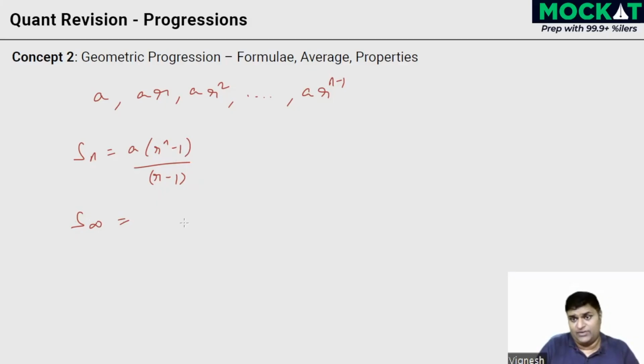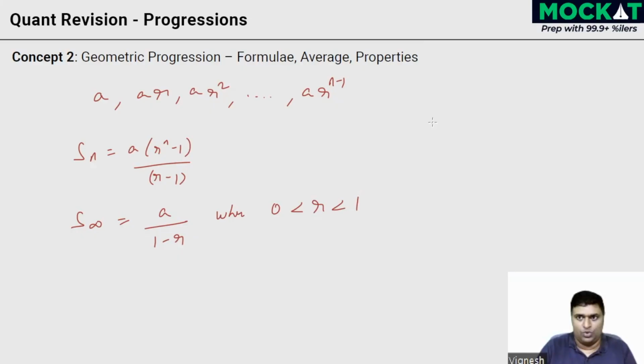Now, sum to infinity, sum of infinite terms in the GP, is equal to a by (1 minus r) when 0 is less than r less than 1, right? Your r is going to be between 0 and 1. Then it's reducing, right? You're multiplying with a number which is less than 1, it keeps reducing. So sum to infinity can be found, and that's going to be a by (1 minus r).